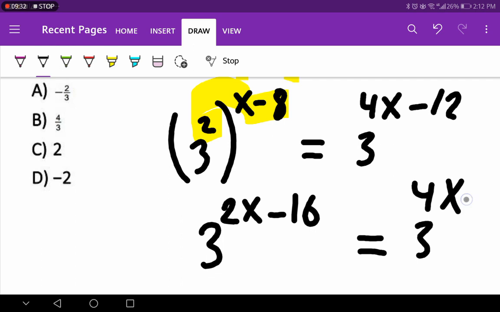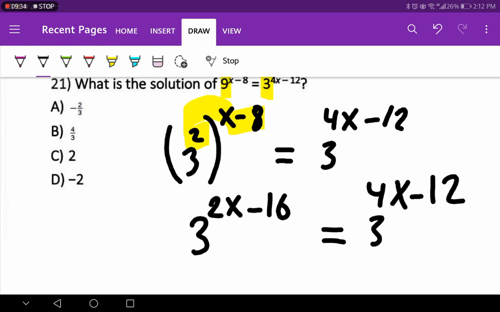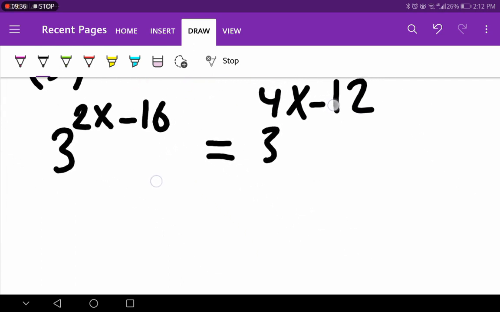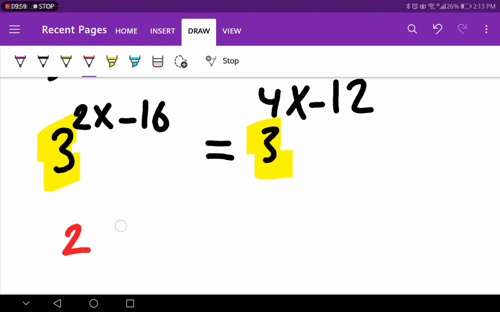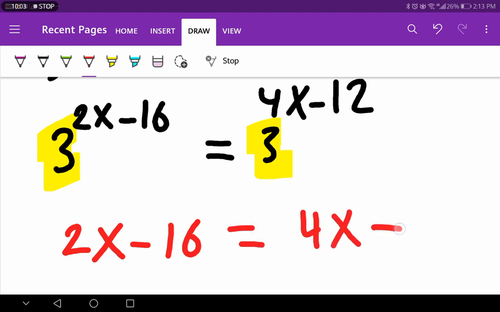Now my question for Auf: are you happy now? Yes, I'm happy. Why are you happy now? Because the base is still the same, and we can drop the powers. Yes, so let me draw your face because you are happy. Now we can drop the powers: 2x minus 16 equals 4x minus 12.